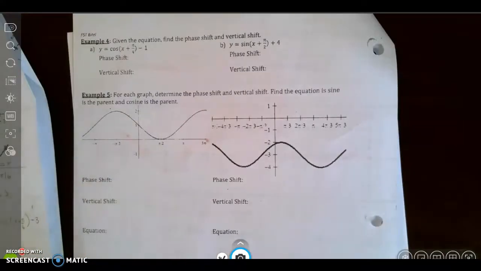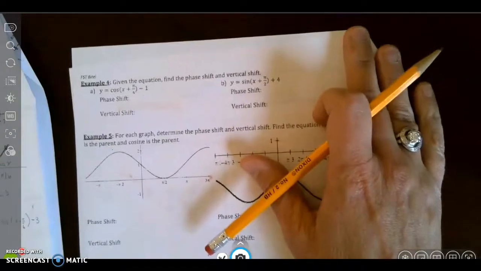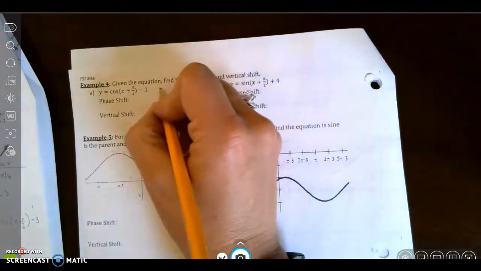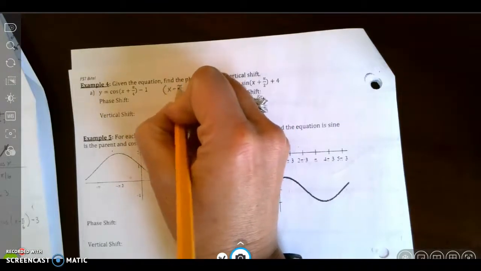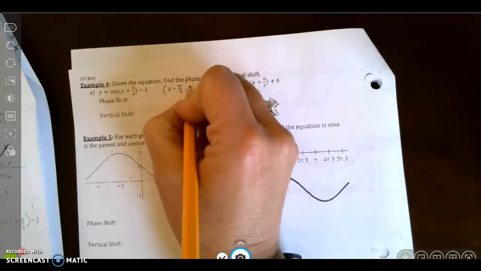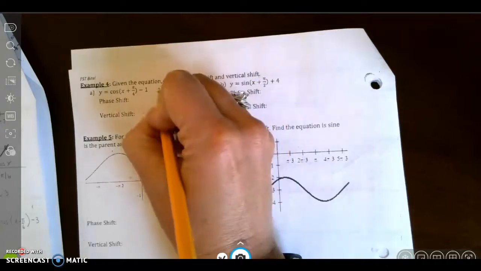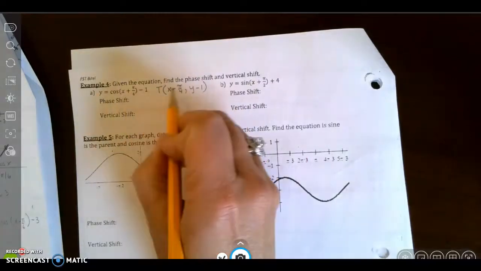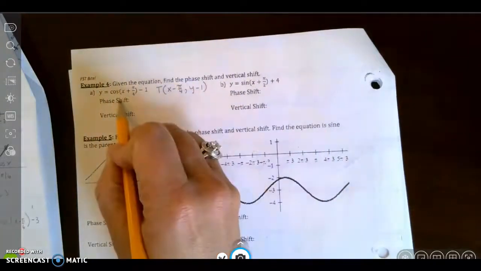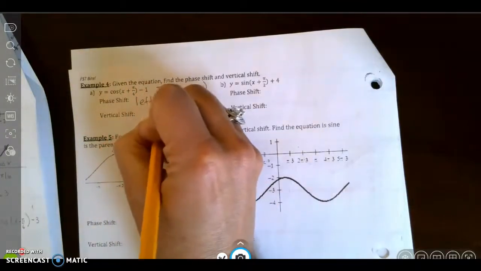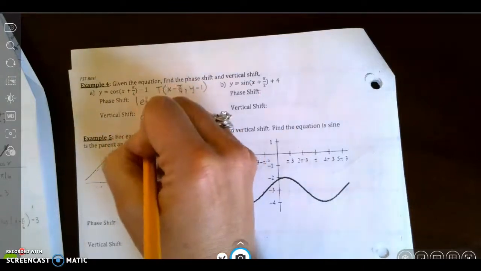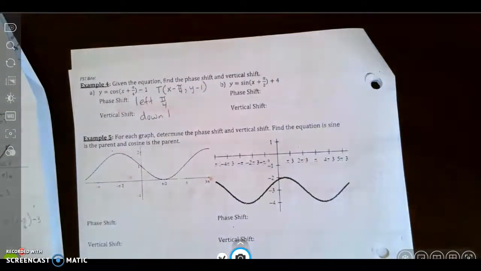Right, so we're going to look at equations and write phase shifts and vertical shifts. Anytime I do that, I first write the translation rule. So my translation rule here is x minus pi over 4 and y minus 1. Notice that x lies, y tells the truth. So my phase shift, I look at the rule, is left pi over 4. My vertical shift is down 1.